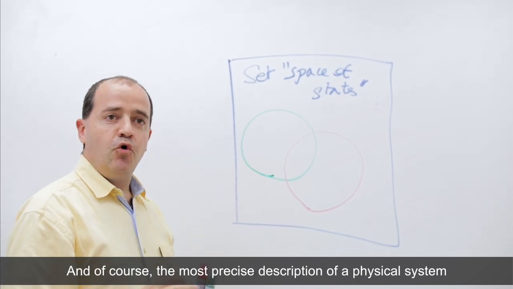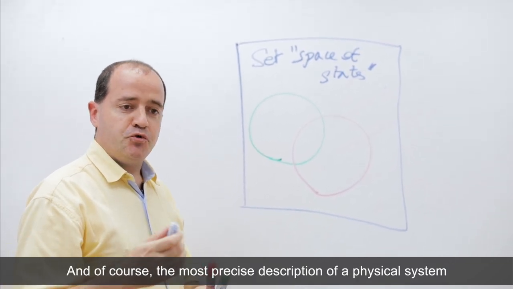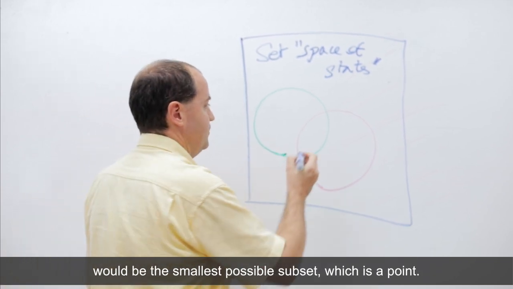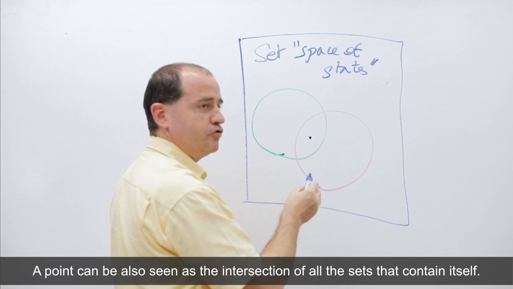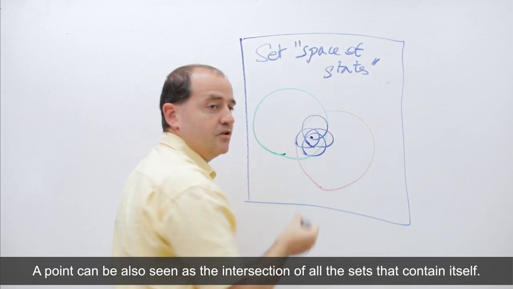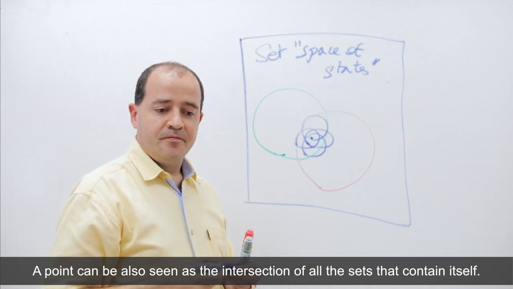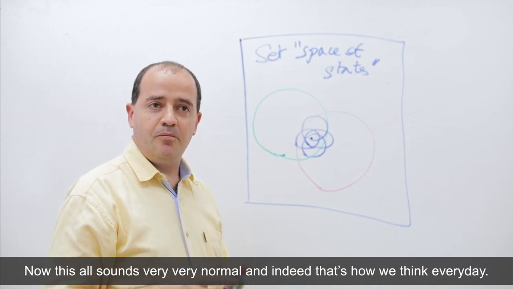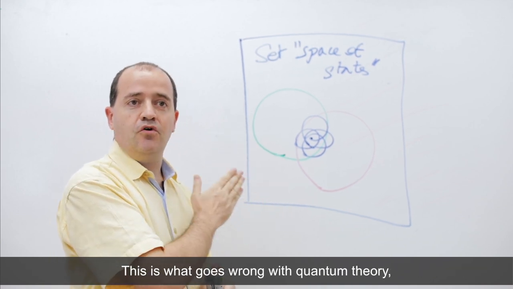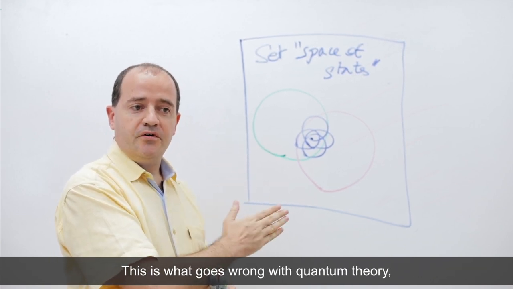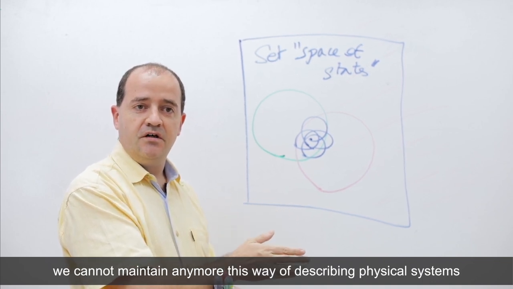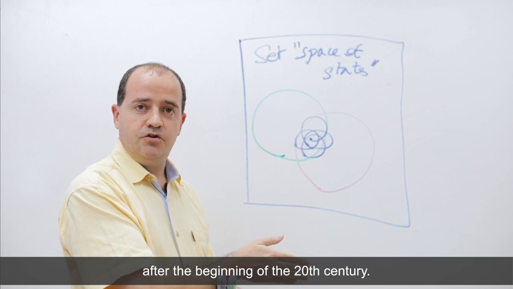And of course, the most precise description of a physical system would be the smallest possible subset, which is a point. A point can be also seen as the intersection of all the sets that contain itself. Now, this all sounds very, very normal, and indeed, that's how we think every day. This is what goes wrong with quantum theory. We cannot maintain anymore this way of describing physical systems after the beginning of the 20th century.